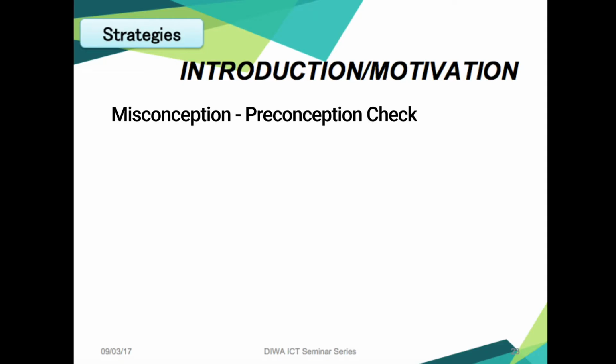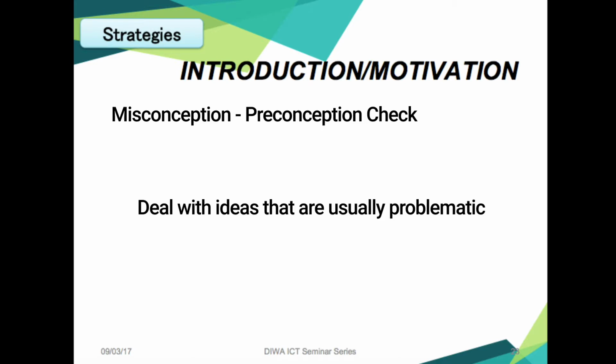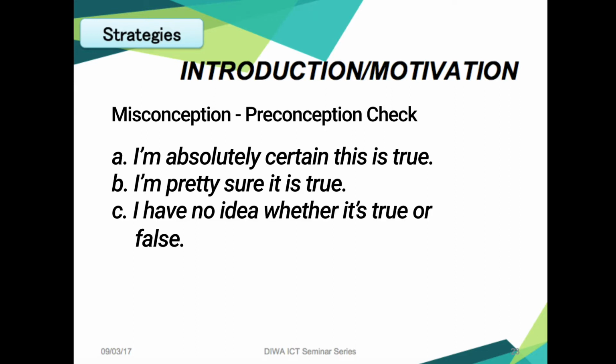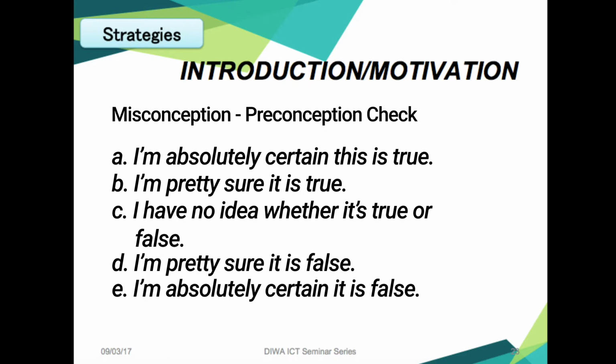Another strategy that focuses on uncovering prior knowledge or beliefs that may hinder or block further learning is called the misconception preconception check. This is usually used to deal with ideas that are problematic. You give an idea and you have the students choose from among these choices. A. I'm absolutely certain this is true. B. I'm pretty sure it is true. C. I have no idea whether it's true or false. D. I'm pretty sure it is false. Or E. I'm absolutely certain it is false. Of course, you could modify the choices.